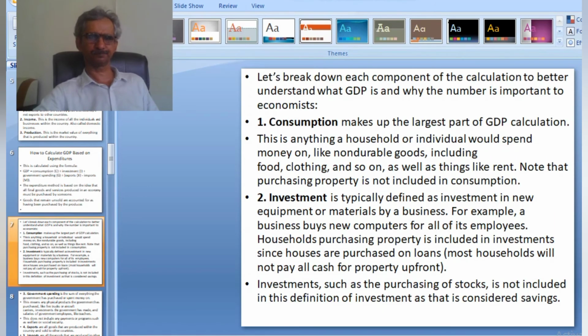exports and imports. So let's talk in detail about each factor. Consumption makes up the largest part of the GDP calculation. In every country, the consumption expenditure is the largest portion of the GDP figure. This is anything a household or individual spends money on, like non-durable goods including clothing, food and so on, as well as things like rent. Note that purchasing property is not included in consumption.